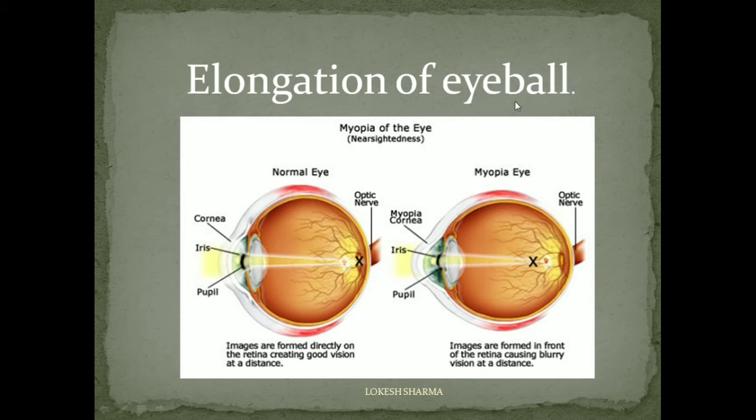Second cause is elongation of the eyeball. This is the normal human eye. The eyeball is in perfect shape, hence the image is formed on the retina. But in a myopic eye, the eyeball becomes elongated. There is no change in the shape of the eye lens and light is focusing at the right place. But because the retina has shifted a little bit farther, the image does not form on the retina and we are not able to see the image clearly.